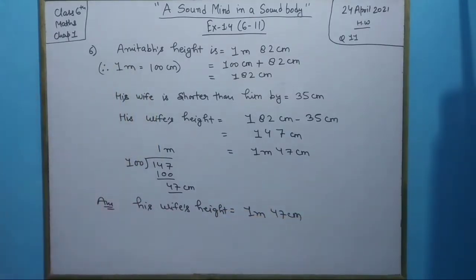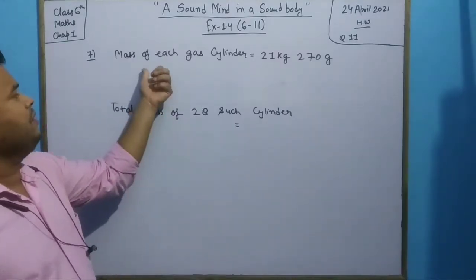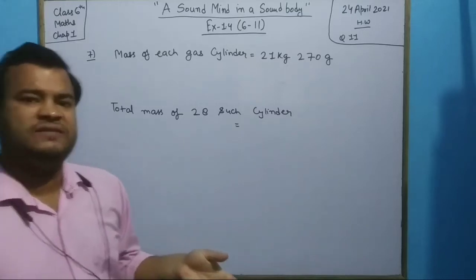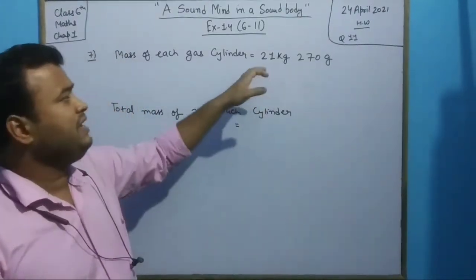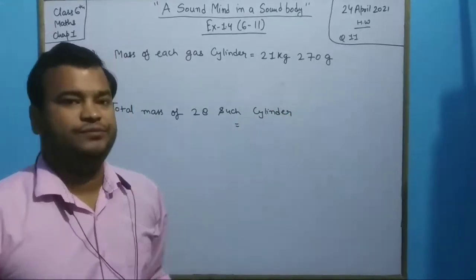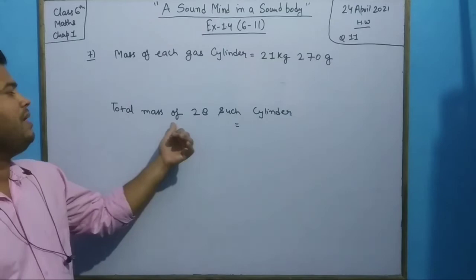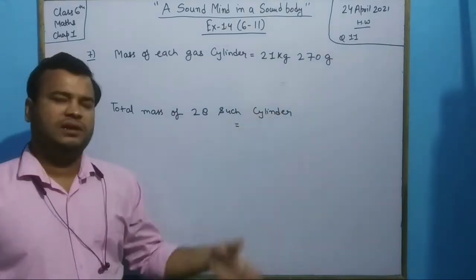Let us see the next question. This is the 7th question. Here the mass of each gas cylinder is given. The mass of each gas cylinder is 21 kg 270 grams, and we need to know the total mass of 28 such cylinders.